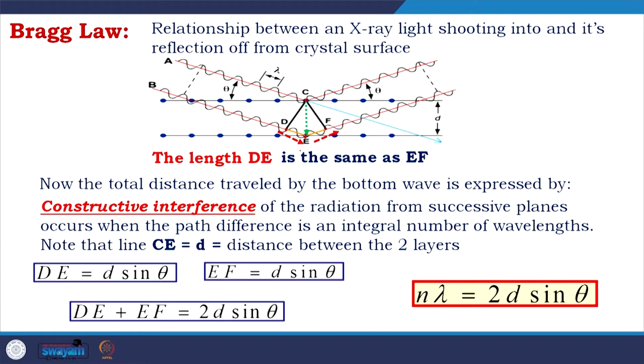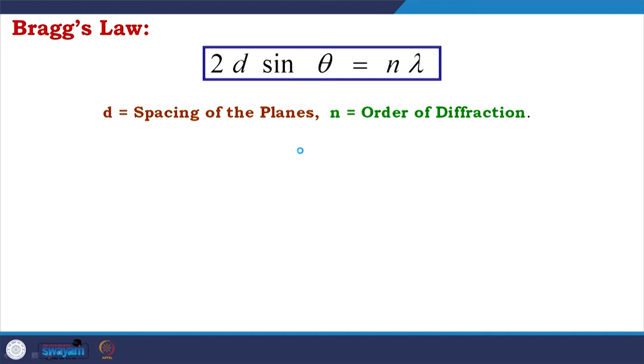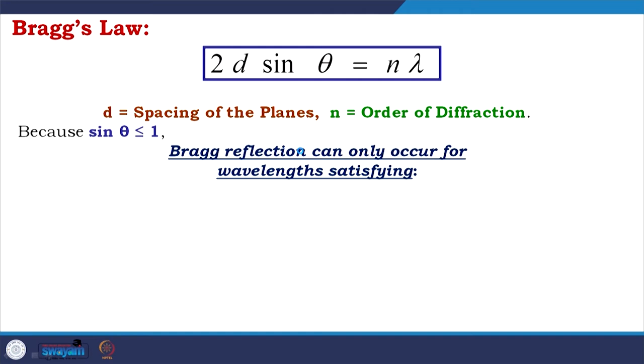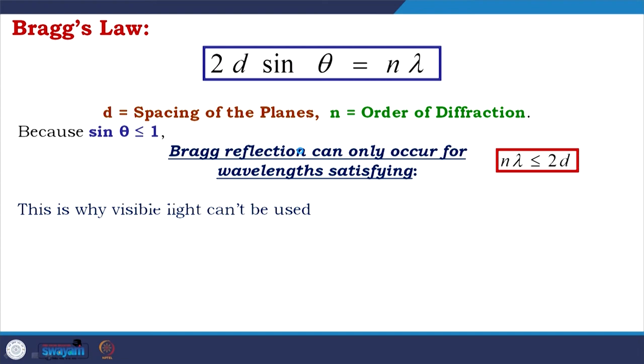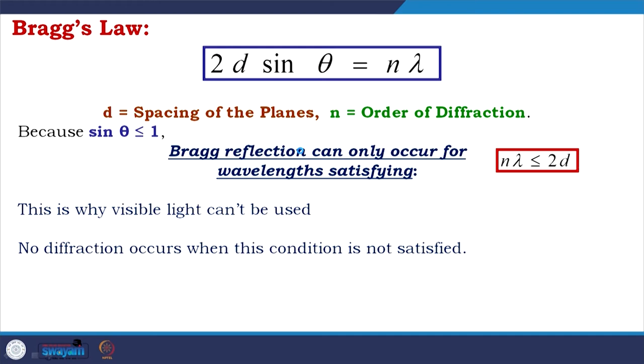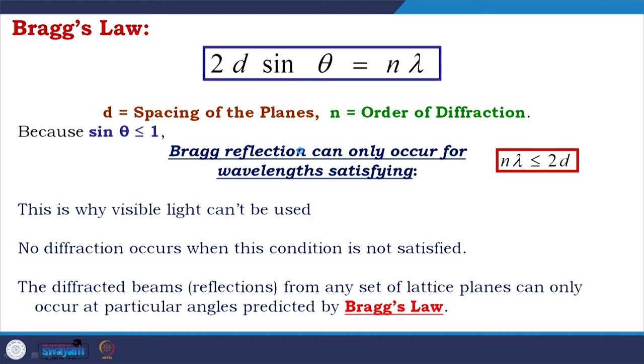As I told, d is the spacing of the plane, n is the order of diffraction, and 2d sin theta equals n lambda. Now, because sin theta is less than or equal to 1, Bragg reflection can only occur for wavelengths satisfying n lambda less than or equal to 2d. And that is the reason visible light cannot be used. No diffraction occurs when this condition is not satisfied. The diffracted beams from any set of lattice planes can only occur at particular angles predicted by Bragg's law.